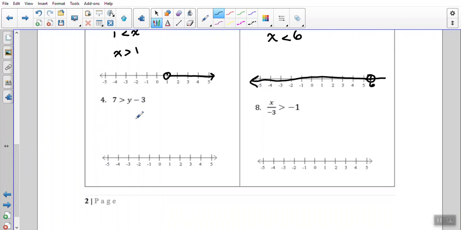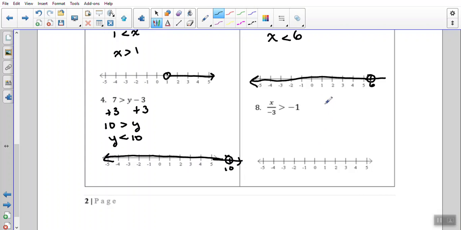I might as well just finish these 2 examples. So we're going to add 3, 7 plus 3 is 10, greater than y. I don't like how this is written, so I'm going to say y is less than 10. These 2 are the same exact statements. Since y is less than 10, 10 is somewhere over here. We're going to put an open circle, and then we're going to shade it to the left.